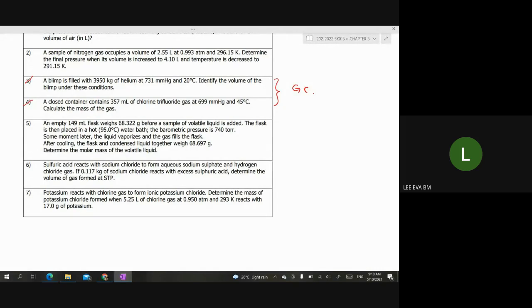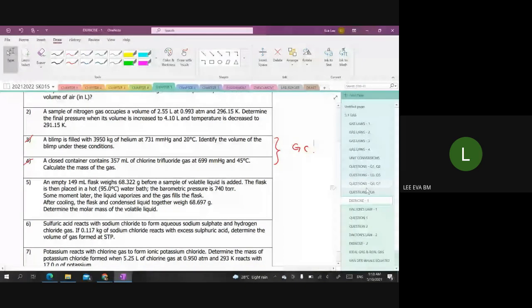Madam. Nak tengok slide tadi boleh? Nak tengok apa? Slide tadi. Question 8 ya.